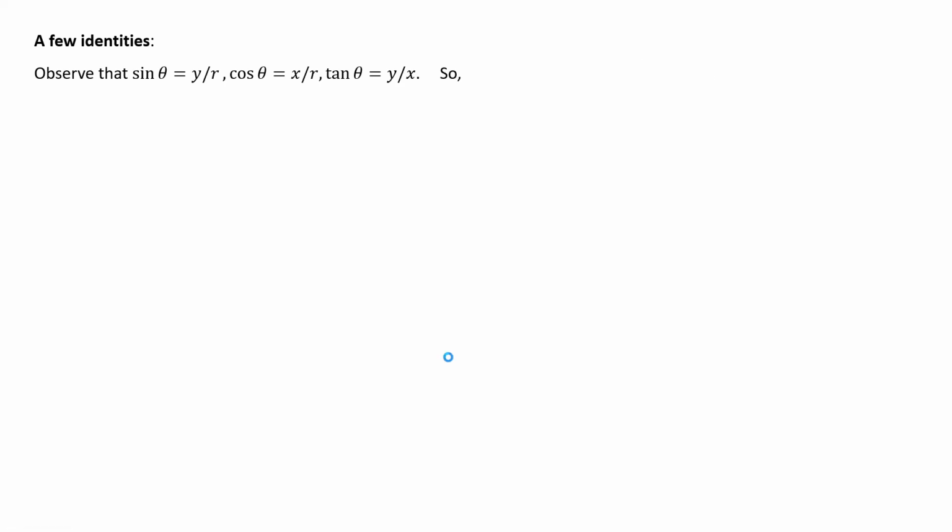So what happens if we do sine theta over cosine theta? Why would you do that? I don't know, just for the heck of it. Sine theta over cosine theta. If we were to do that, we have y over r over x over r. Can we simplify that? Yeah, divide by x over r is the same as multiply by the reciprocal r over x. And when we do that, we get y over r times the reciprocal r over x. R's cancel and we get y over x.